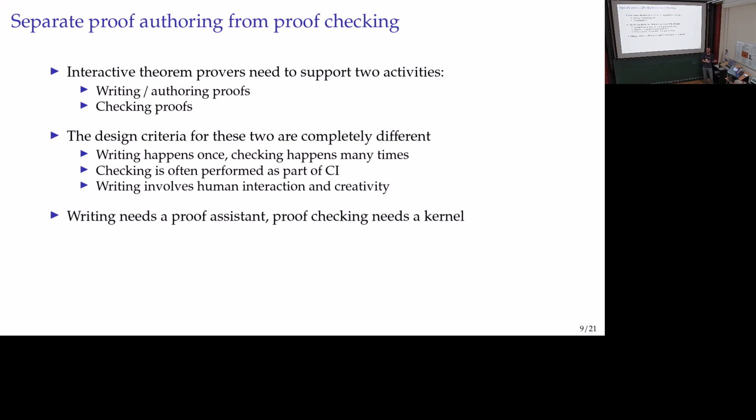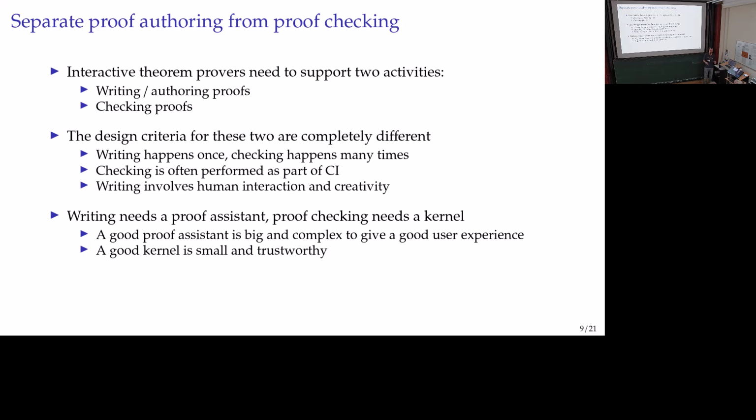So for writing, what you need is a proof assistant, a thing that helps you build proofs. For proof checking, what you need is a kernel. You need something that is small and understandable and has very few moving parts and is very trustworthy. A good proof assistant should be big and complicated because those are the things you need to power these human-computer interaction features. For a good kernel, you want the opposite. You want it to be small and trustworthy. And ideally, you want your kernel also to be fast and not resource intensive.